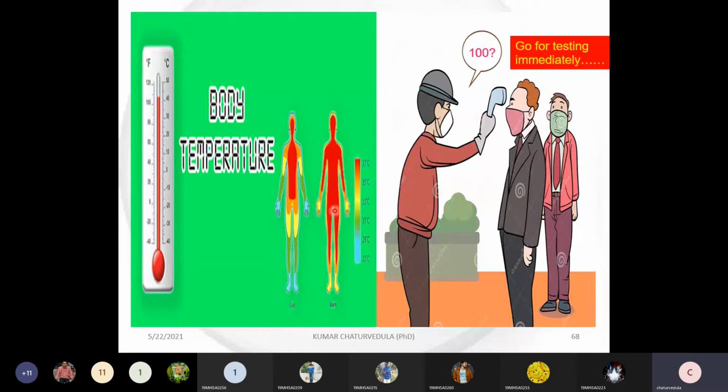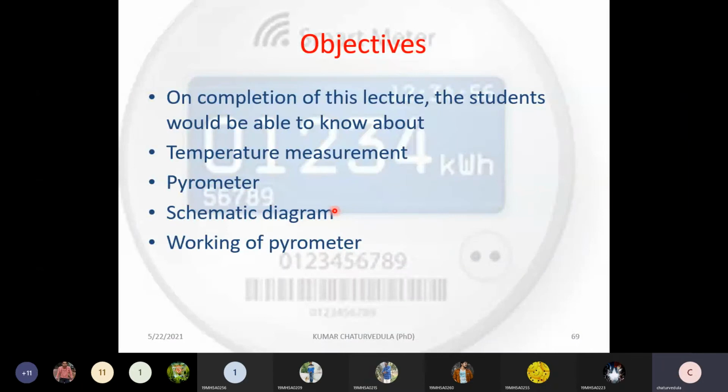So here, why am I discussing this temperature? In energy auditing instruments, why are we discussing temperature? The objective of our class now is to discuss the measurement of temperature. For measurement of temperature, we are going to see an instrument called a pyrometer and its working. That is the objective of today's discussion.